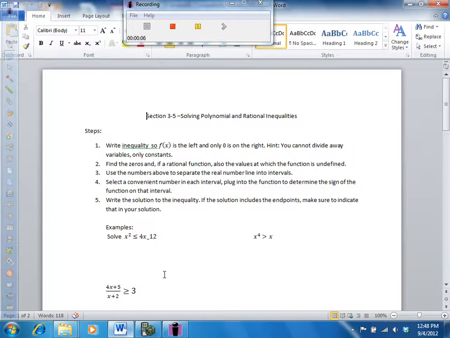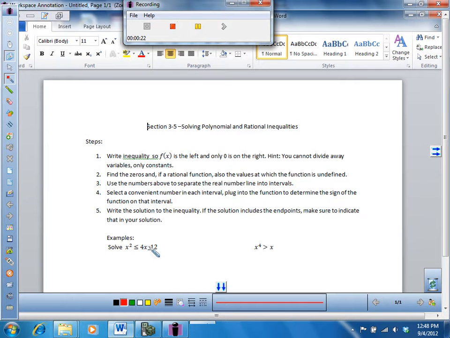Here's my notes. So first of all, we're going to teach you how to solve polynomial and rational inequalities. Won't take too long. The only problem here, this should be a plus sign right here. So I messed up on this handout. Change this little dash here to a plus 12.